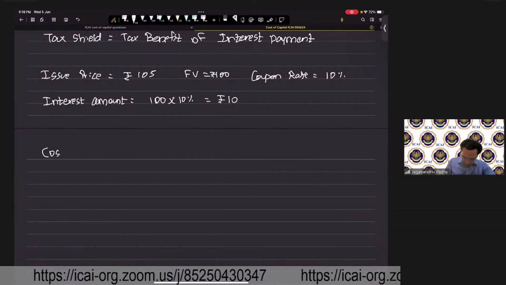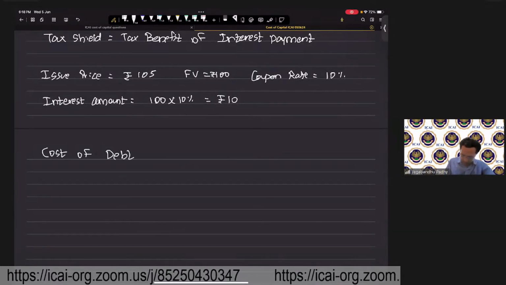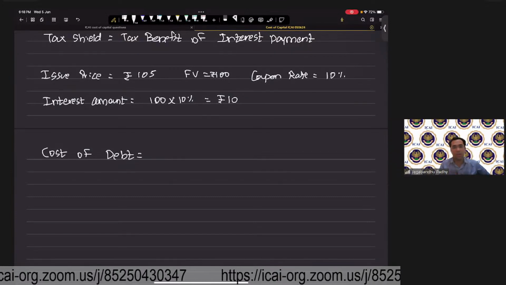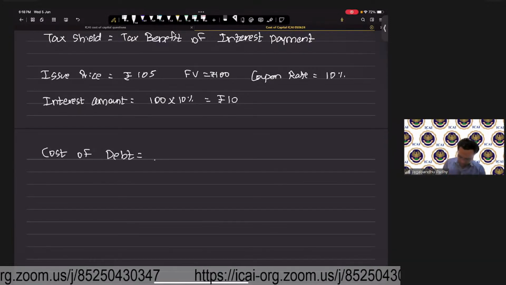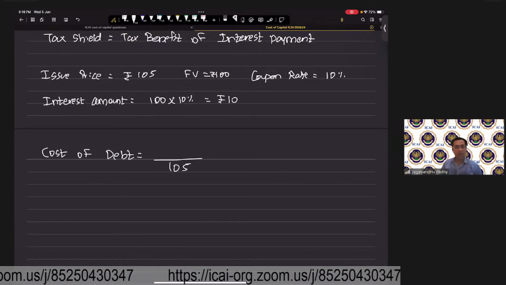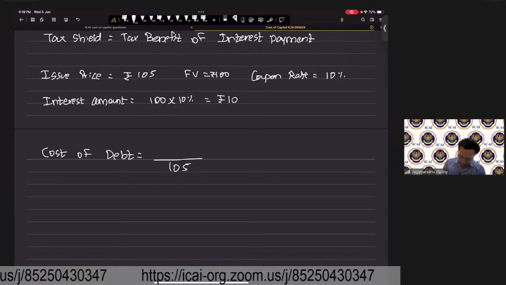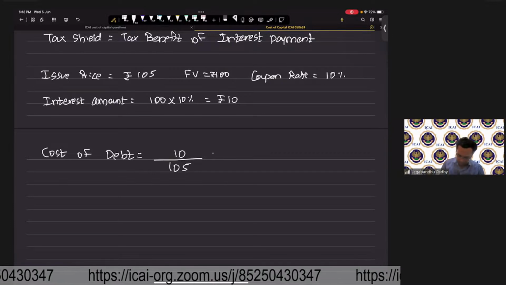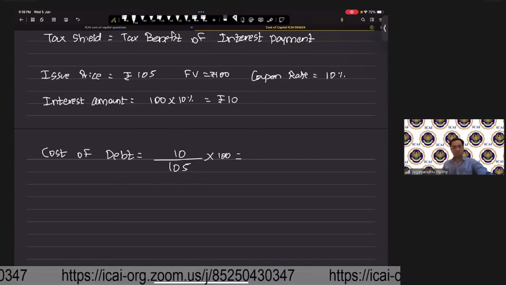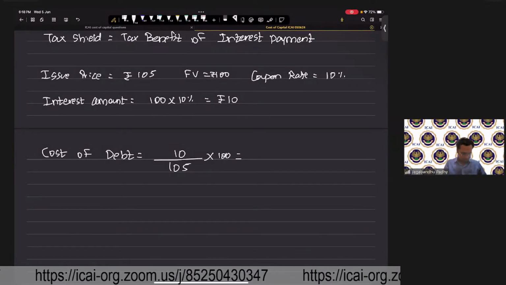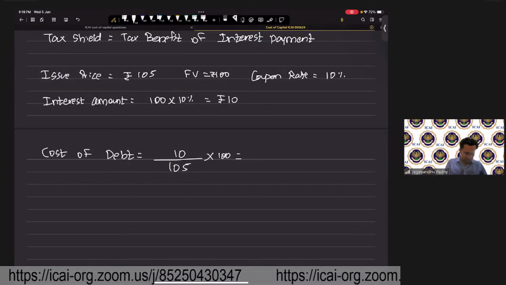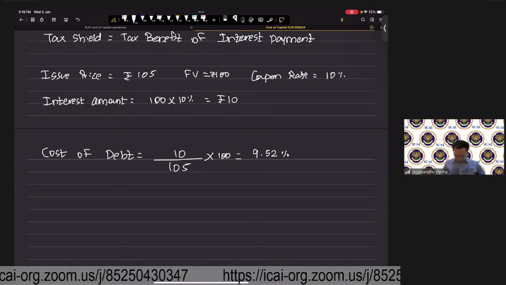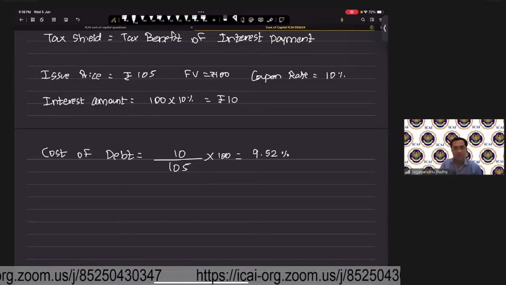Now, if I ask you, what is the cost of debt over here? See, cost of debt is as simple as calculating your rate of interest. Over here, you're receiving 105, and on that 105, you're supposed to pay 10 rupees. So if I multiply it by 100, that's 10 divided by 105, which is 9.52%. The cost comes out to be 9.52%.